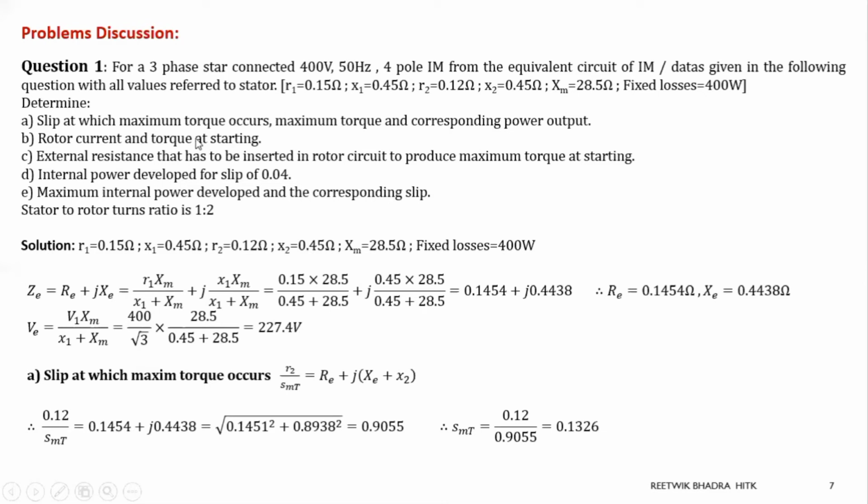Now, slip at which maximum torque occurs. So this was our condition: R2 by SMT is equal to the magnitude of RE plus jXE plus X2. That S was replaced by SMT since we are finding out the slip at which maximum torque occurs. R2 is 0.12. SMT we have to find out, so SMT is kept as it is. What is RE? We had calculated 0.1454, written over here. What is XE? 0.4438.